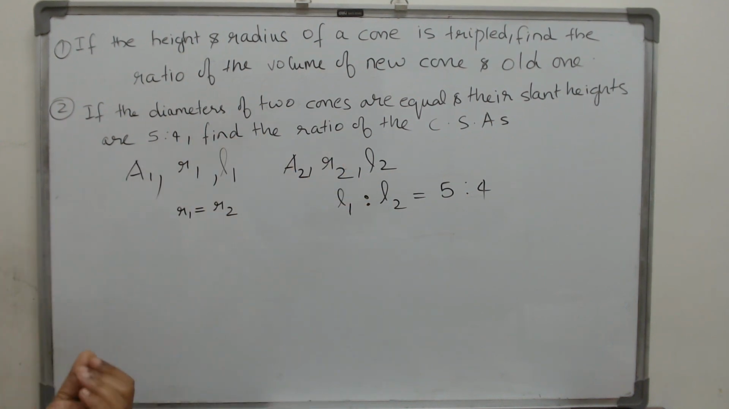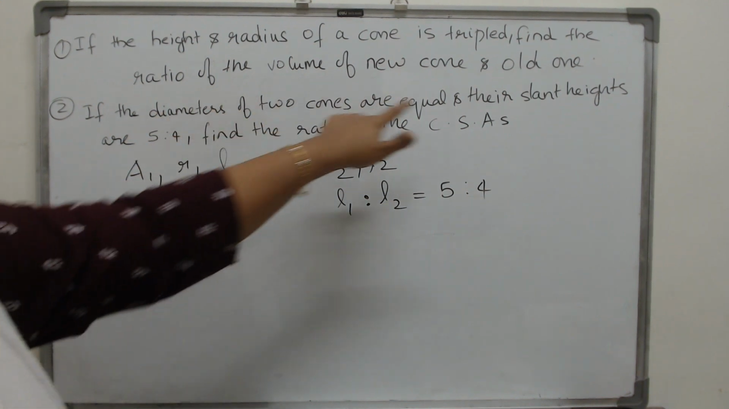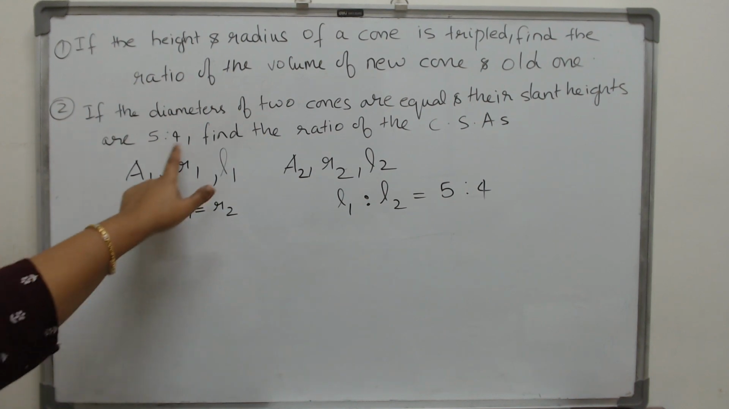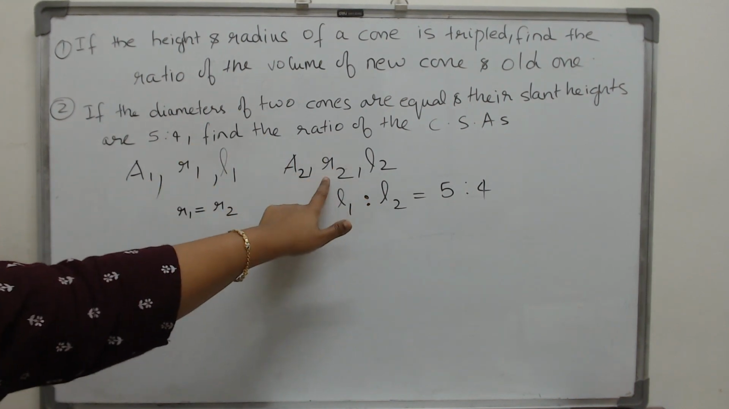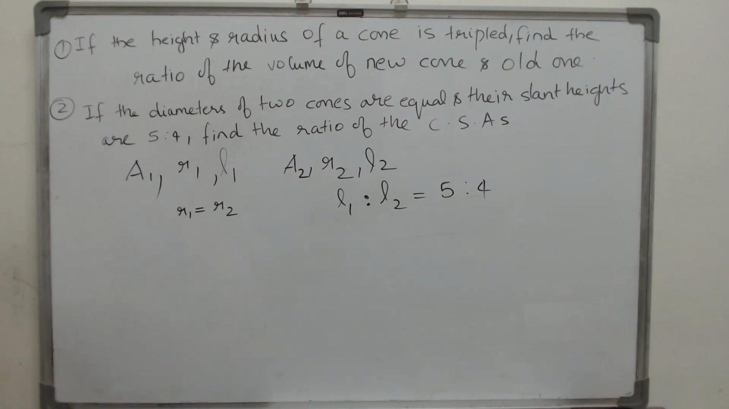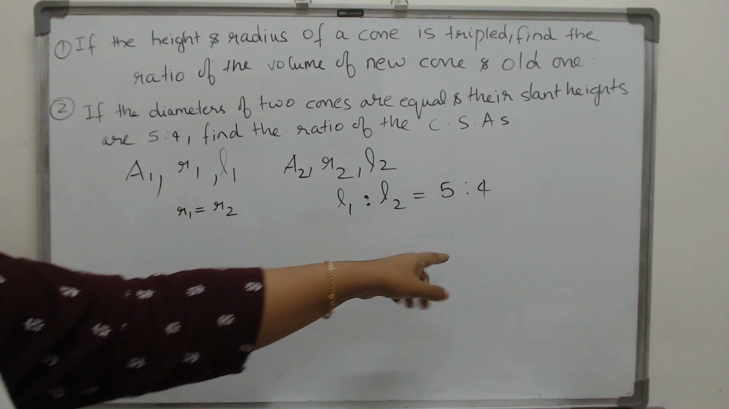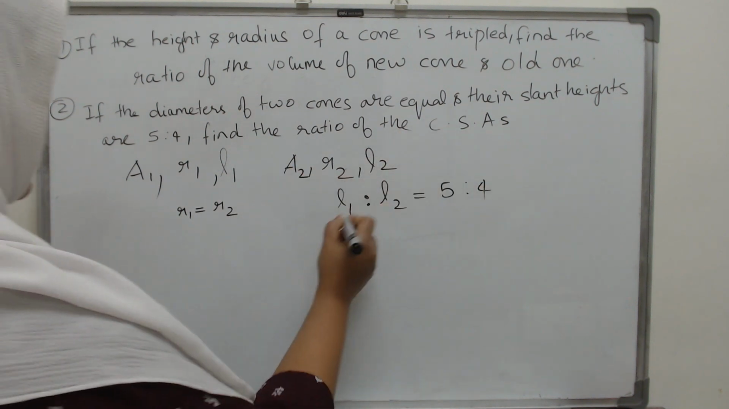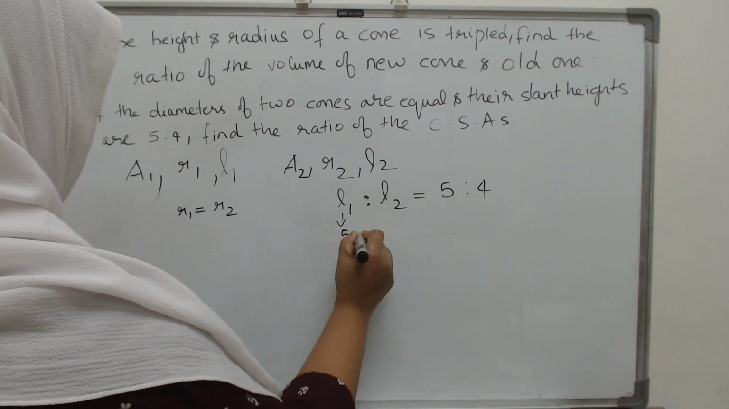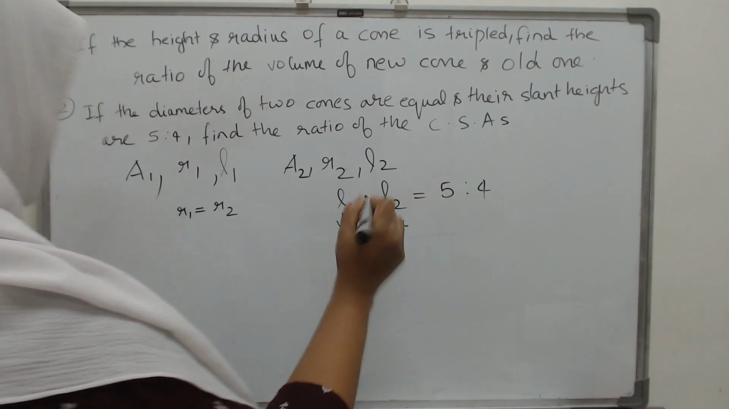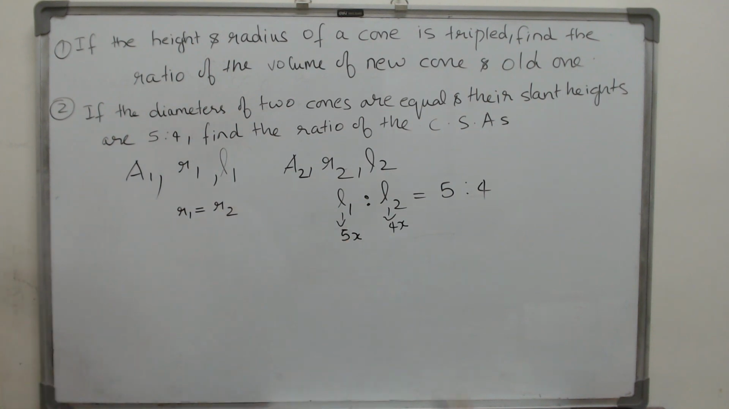Then what is the information given? Their diameters are equal. That means their radii are equal. That means the R1 here and the R2 here are equal. What is the second thing given? Their slant heights are in this ratio. Whenever you see this ratio, what do you do? First quantity, first number, you can write this as 5x. Second quantity, second number, you can write this as 4x. Then you have to find what this x is. Then only you will get both the slant heights.